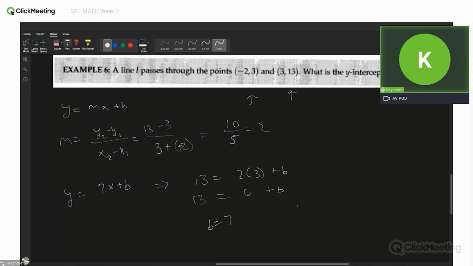Okay, so again, finally rewriting the equation, if you wanted to, but this is the answer. You can just write this, but the equation would look like this: y equals 2x plus 7. And 7 is the y-intercept.